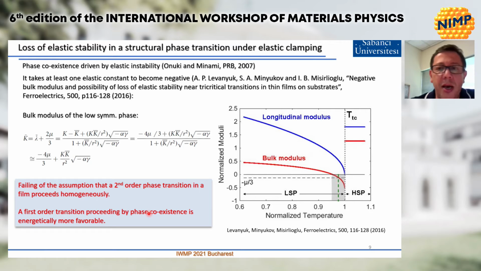And this was our way of trying to explain the results of Onuki and Minami. I don't know if they were aware of it, but the bulk modulus of the system can actually enter a negative region. So you might actually have some region of phase coexistence rather than a negative bulk modulus, which is, again, like I said, impossible. So this is the point that we question, that a second order transition in a film proceeds homogeneously. And it turns out that a first order transition proceeding by phase coexistence is energetically more favorable.